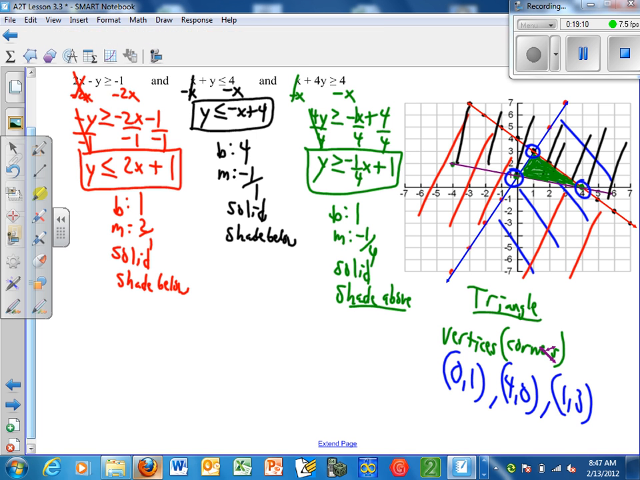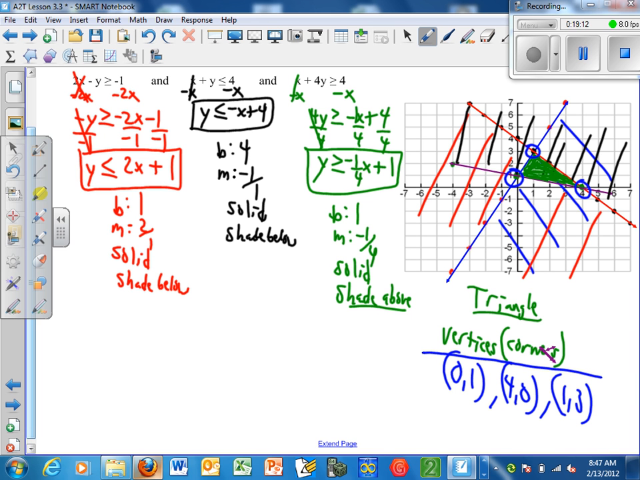So if they said list the coordinates of the vertices, it would be those three, and we have formed a triangle. Now sometimes when you have 4, you're going to form some type of quadrilateral, and I did assign a few of those, and that's the lesson.